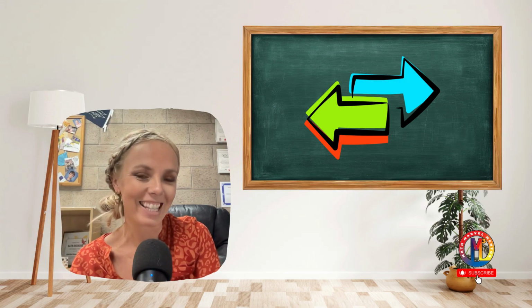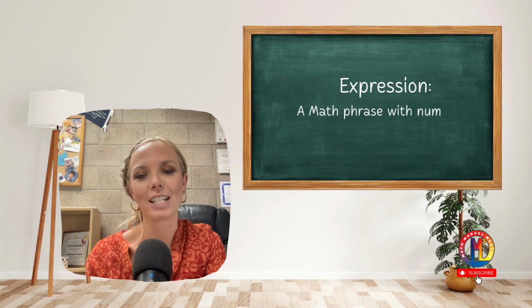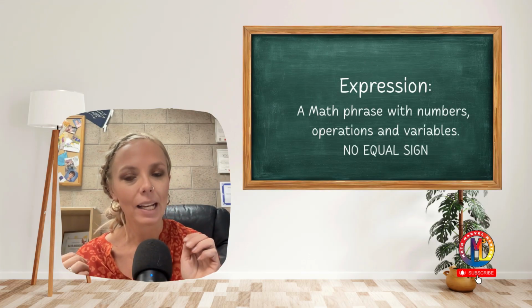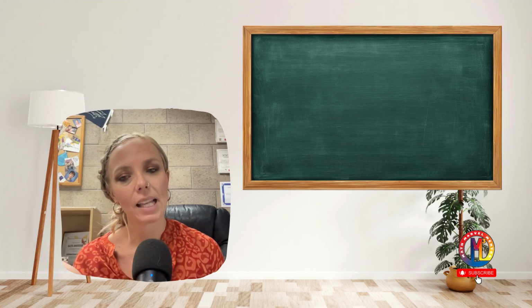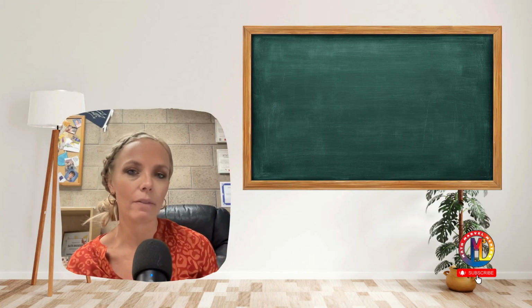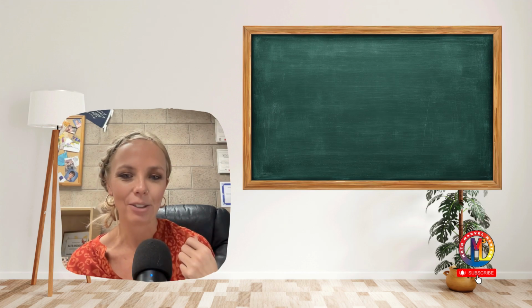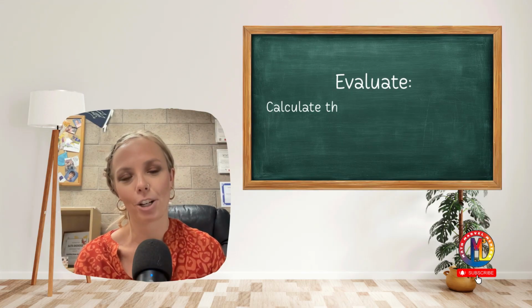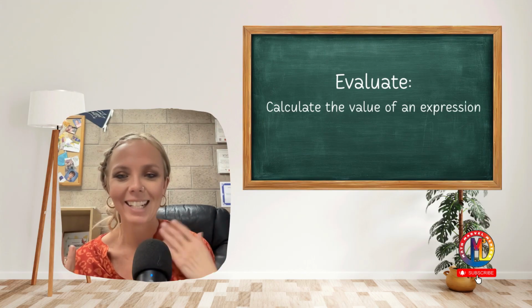And we just mentioned this expression. An expression is a math phrase with numbers, operations, and variables. And there's no equal sign. So again, if you want to check that out, check out that lesson. There's no equal sign and it has that unknown value. So we are going to be evaluating expressions by plugging in those unknown values. And to evaluate means to calculate the value of an expression. It's to get the answer. And once we know what the variable is, we can do that using substitution.